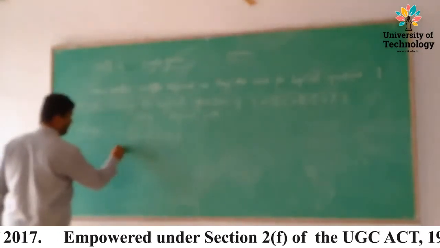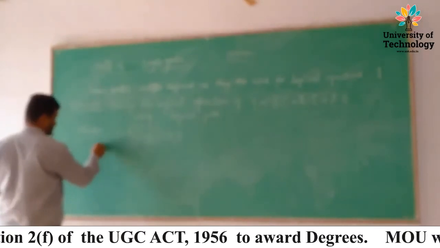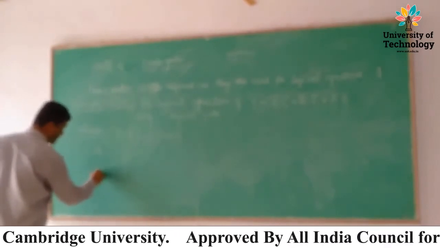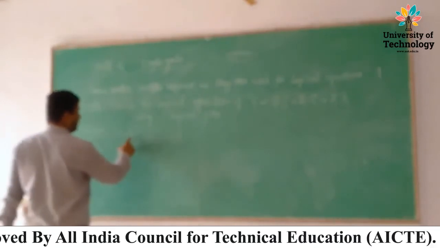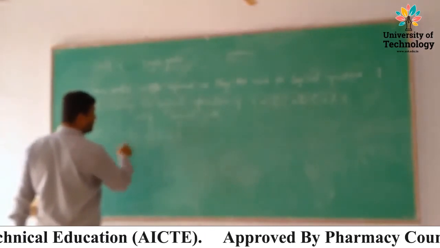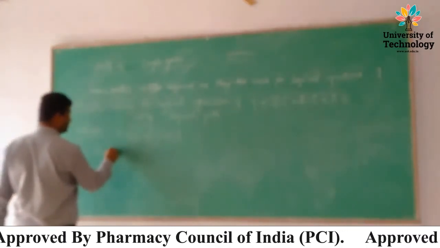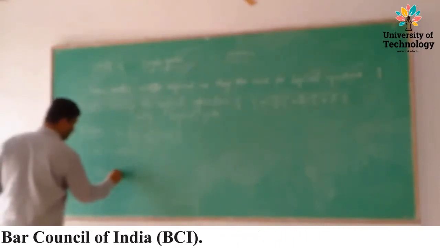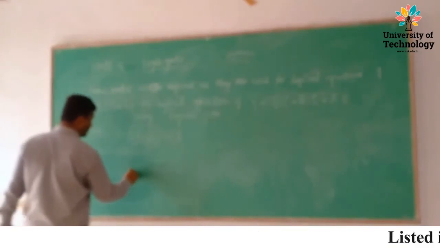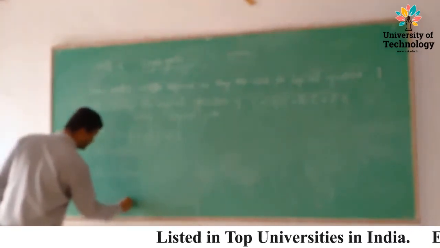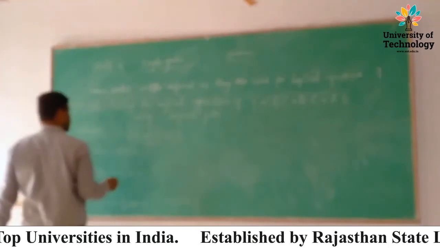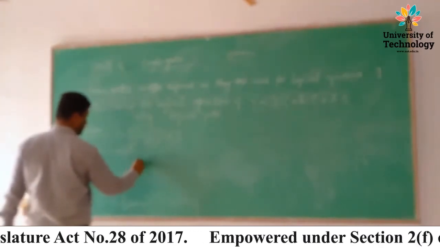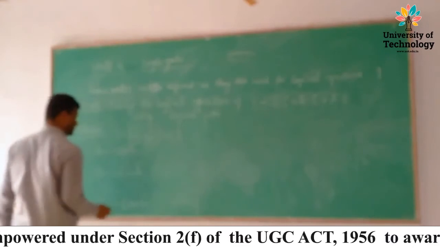So firstly input A, input B, input C. Here B bar, C bar, A bar are needed, so we will invert these inputs by applying an inverter. Again for this we will apply an inverter, and again for this. After applying inverters we will get A bar here, B bar here, C bar here.